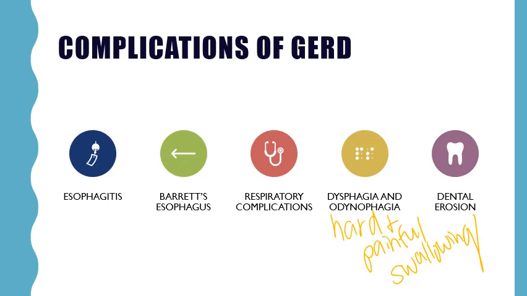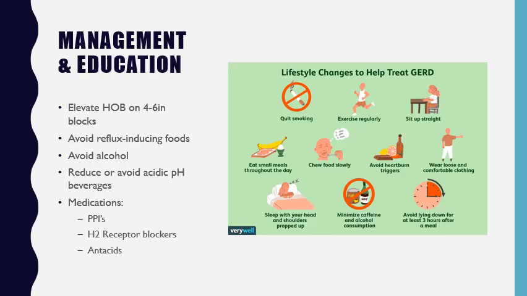Important to remember those. All right, so management and education. Here are some things we want our patients to do. They should quit smoking, exercise regularly, sit up straight, eat small meals throughout the day, chew food slowly, avoid heartburn triggers, wear loose and comfortable clothing, sleep with your head and shoulders propped up, minimize caffeine and alcohol consumption, and avoid lying down for at least 3 hours after meal. So this one says 3 hours, your book said 1 to 2, whatever it is, we should wait to lie down after we have eaten.